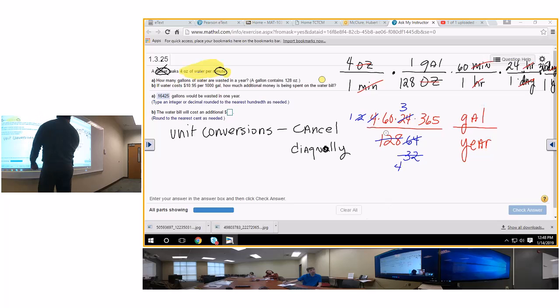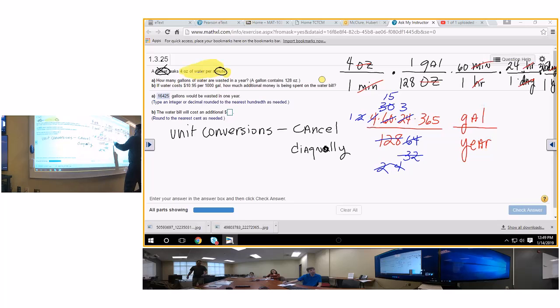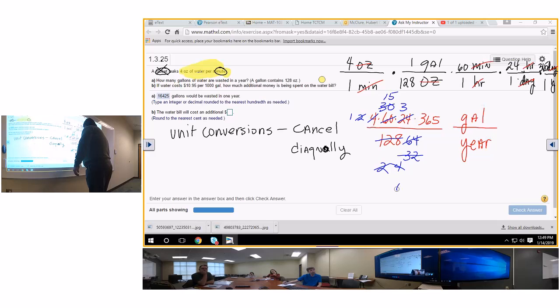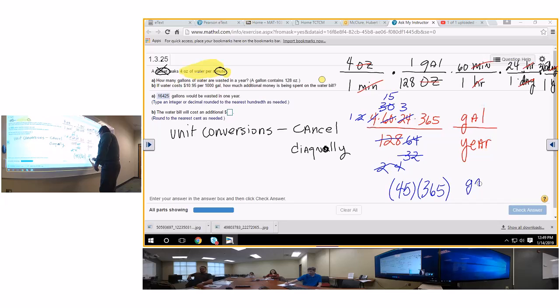4, let's say 2 will go into 60. And 2 will go into 4. And 2 will go into 30. 15, and 2 will go there. So you're left with multiplying 3 times 365 times 15. Or 15 times 3 is 45. 45 times 365 gallons per year.